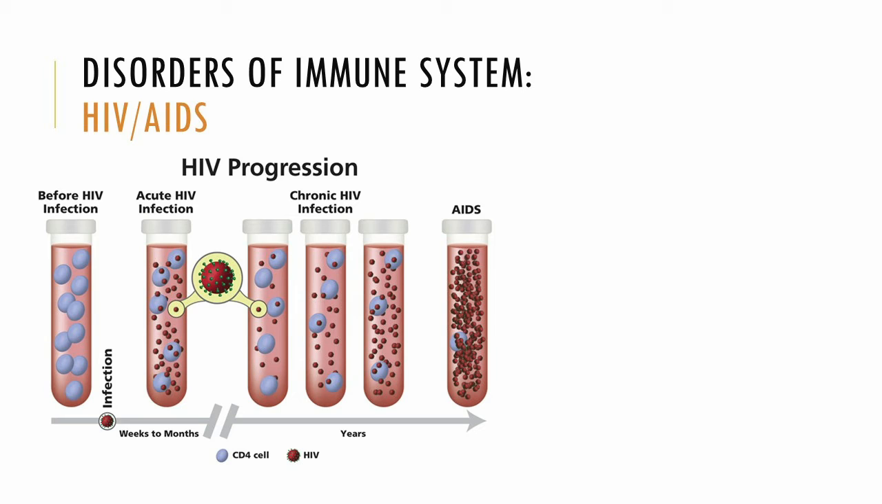Once the virus has spread enough, the immune system might not have any CD4 cells left. When the CD4 count falls below 200, a person is diagnosed with stage 3 HIV or AIDS.